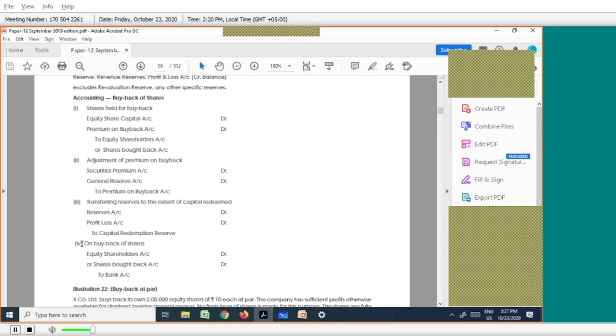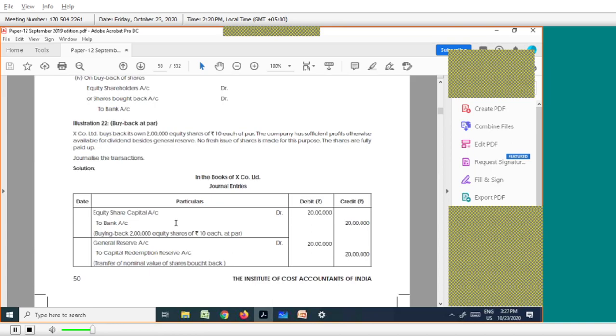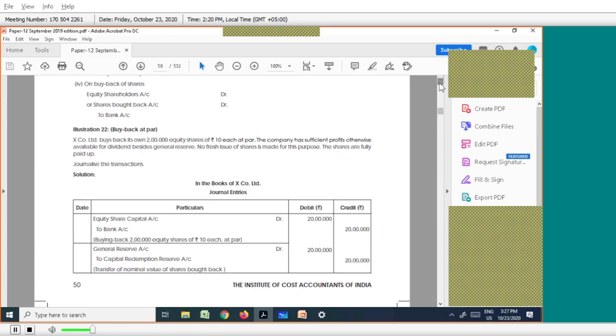Generally, basic entries I discuss with you. Further entries, while solving the problems, I will discuss with you. So I'll work out the first problem, a simple problem. Just go through the question.